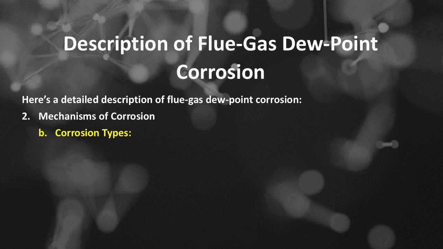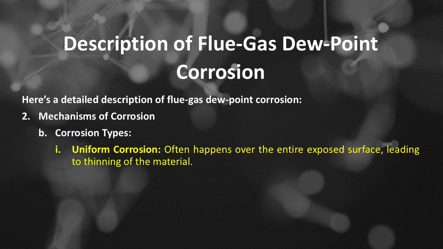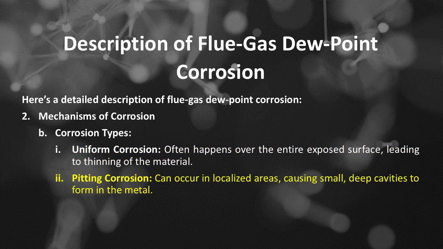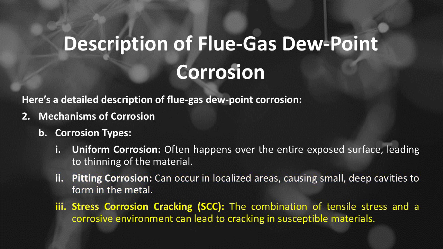B, of mechanisms of corrosion is corrosion types. The first of corrosion types is uniform corrosion, often happens over the entire exposed surface, leading to thinning of the material. The second is pitting corrosion, can occur in localized areas, causing small, deep cavities to form in the metal. The third is stress corrosion cracking, SCC. The combination of tensile stress and a corrosive environment can lead to cracking in susceptible materials.